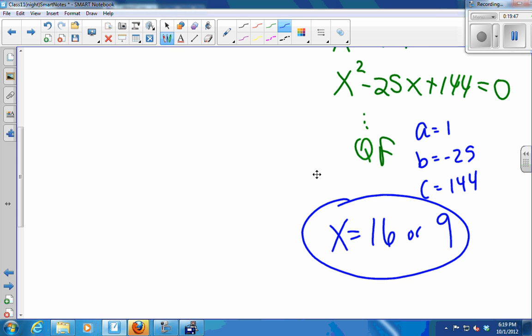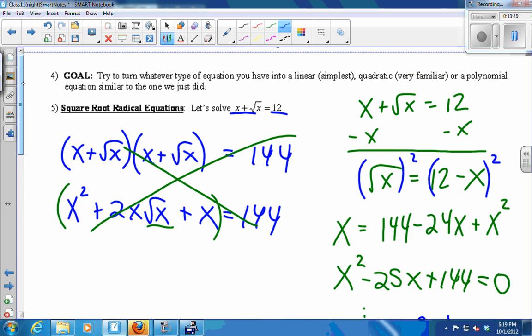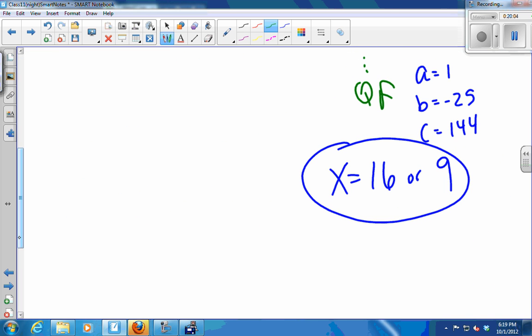Right, so if you go to the original equation and plug 16 in here, 16 plus the square root of 16, that's 16 plus 4, which is 20, not 12. Okay, so 16 is not a solution to this equation, but 9 is. 9 plus the square root of 9 is 9 plus 3, which is 12. So this is what we call an extraneous solution.